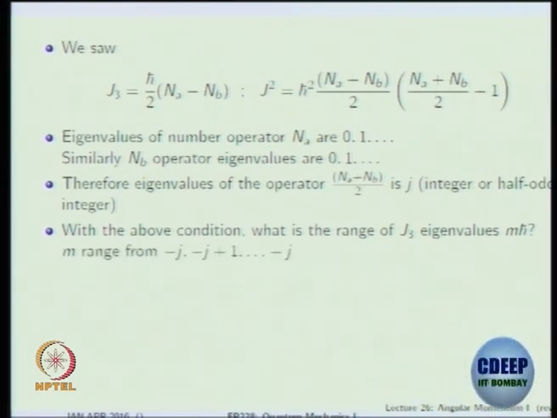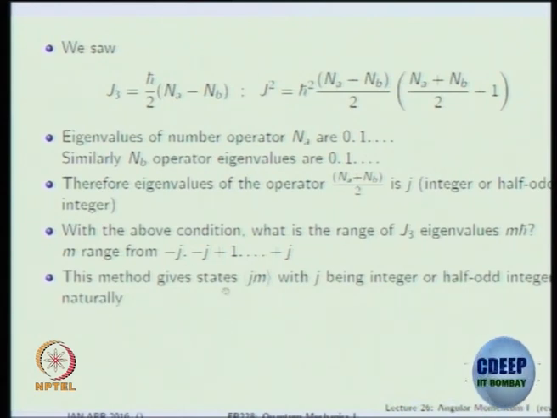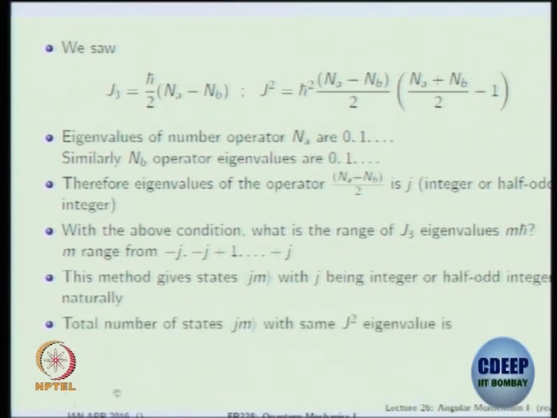So the range of m goes from minus j, and the highest value you can take is plus j. This method gives states jm with j being integer or half odd integer naturally, and the total number of states jm with the same j squared eigenvalue, with m going from minus j to plus j, how many are there? The number of states with the same j squared eigenvalue will be 2j plus 1.